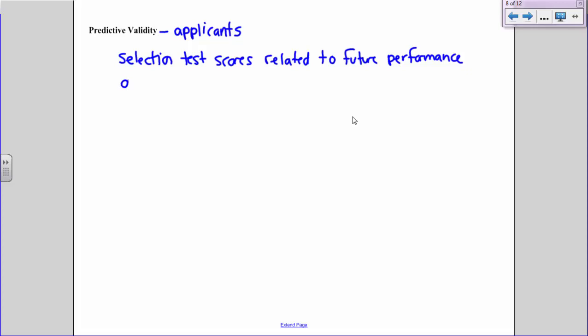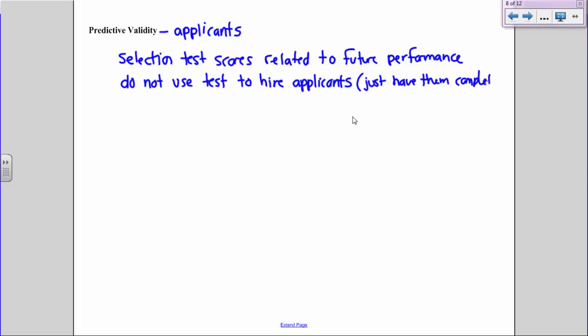Okay, and do not use the test to hire applicants. Just have them complete it. So you can see if it's related to future performance down the road.